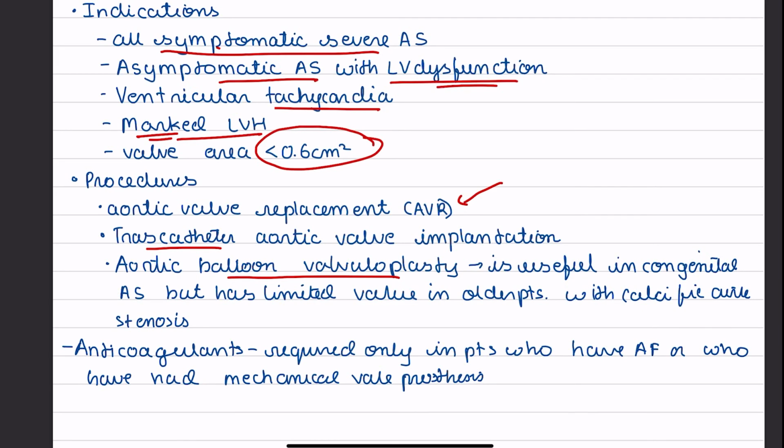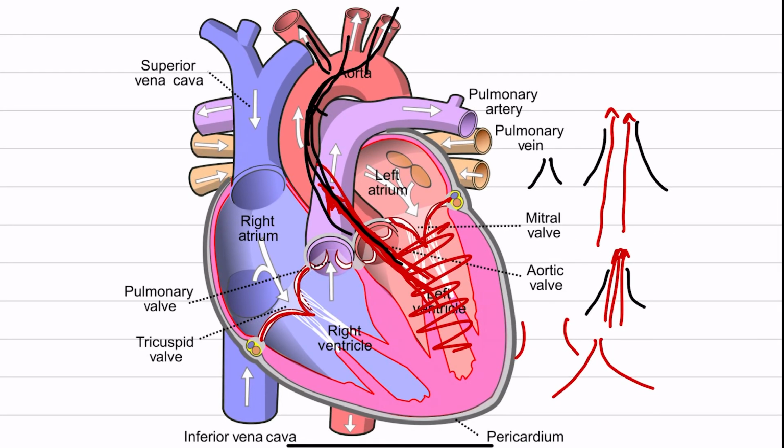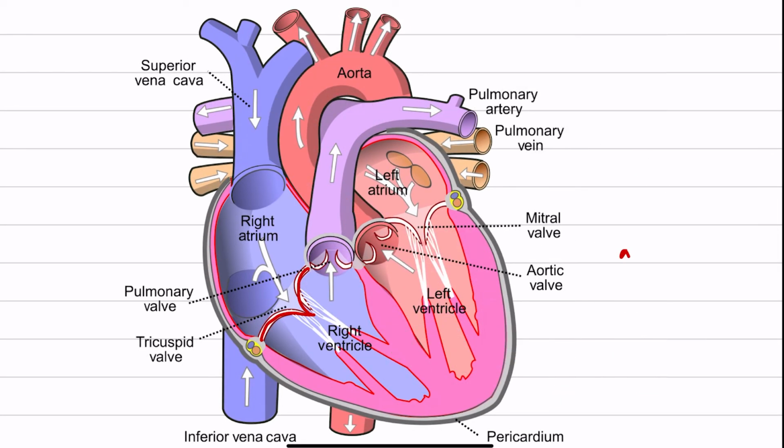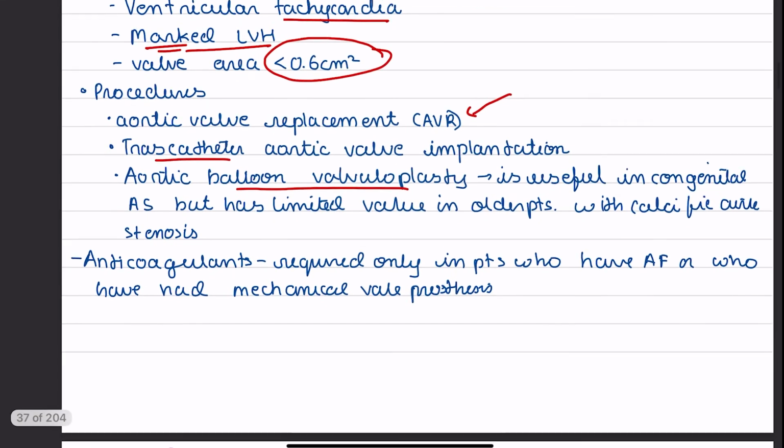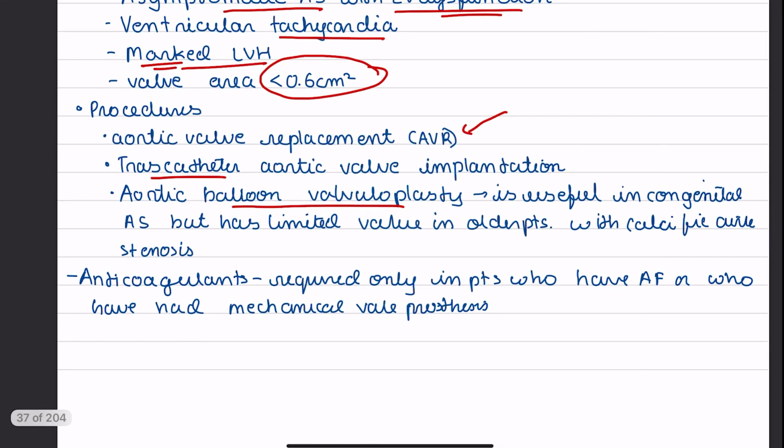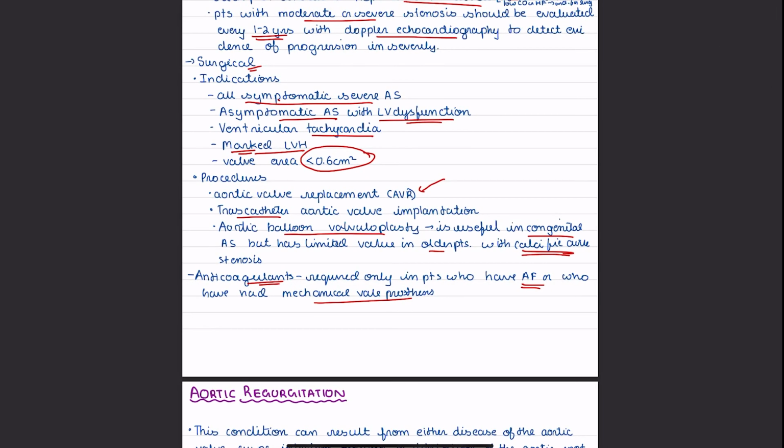So aortic balloon valvuloplasty. What does that mean? That basically means we are not replacing the valve. We're just inserting a balloon into the heart and trying to open the valve. We are inflating the balloon and trying to open the valve and decrease the amount of stenosis. But it has limited use. Aortic balloon valvuloplasty may be useful in congenital stenosis, but in older patients with calcified valves, it may not be possible to dilate the valve using a balloon. Anticoagulants may be required in patients who have atrial fibrillation or who have mechanical valves. Thank you, and that's all about aortic stenosis.